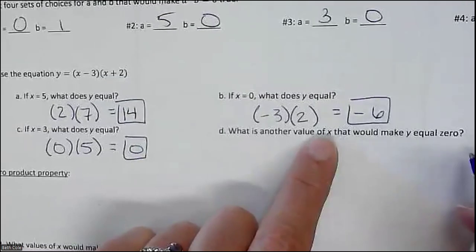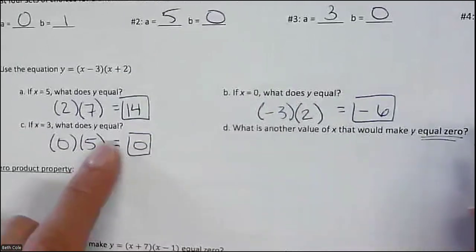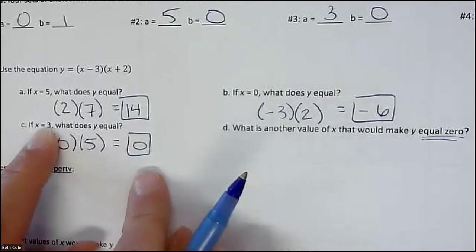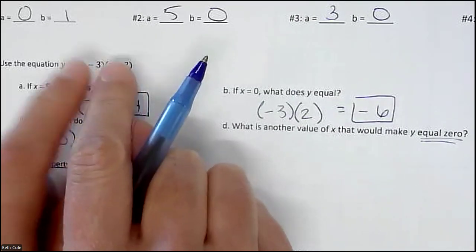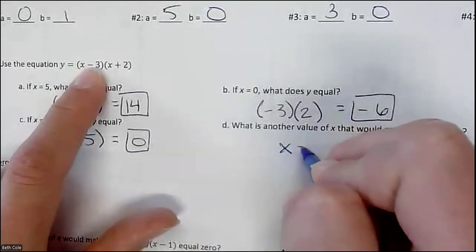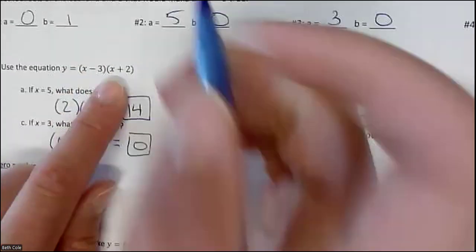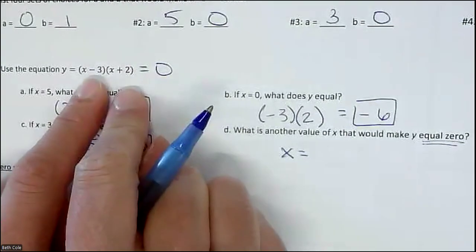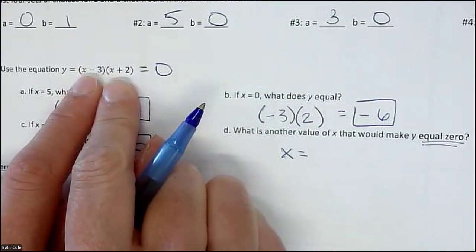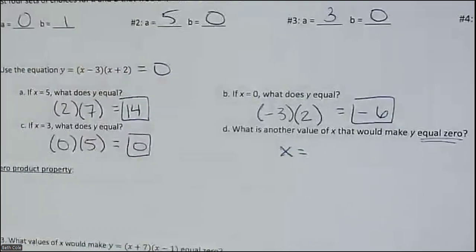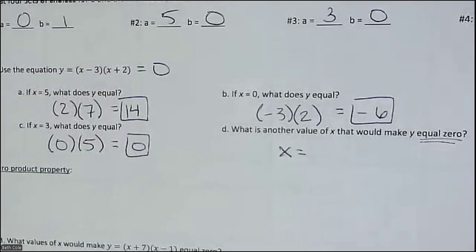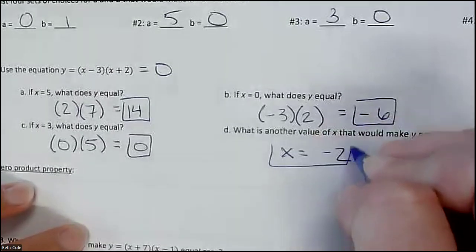What is another value of x that would make y equal 0? We made x be 3 and we got 0. Look at this and use your brain. What's another number that x could equal where you would end up with this whole thing equaling 0? When x was 3, we plugged it in, we got 0. What's another number that you could plug in and you'll end up getting 0? Good. How'd you get negative 2? Because that is completely correct.